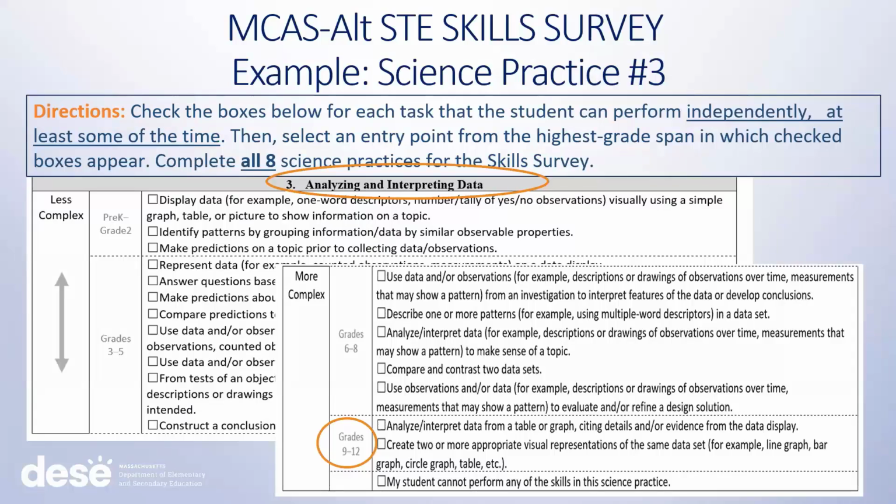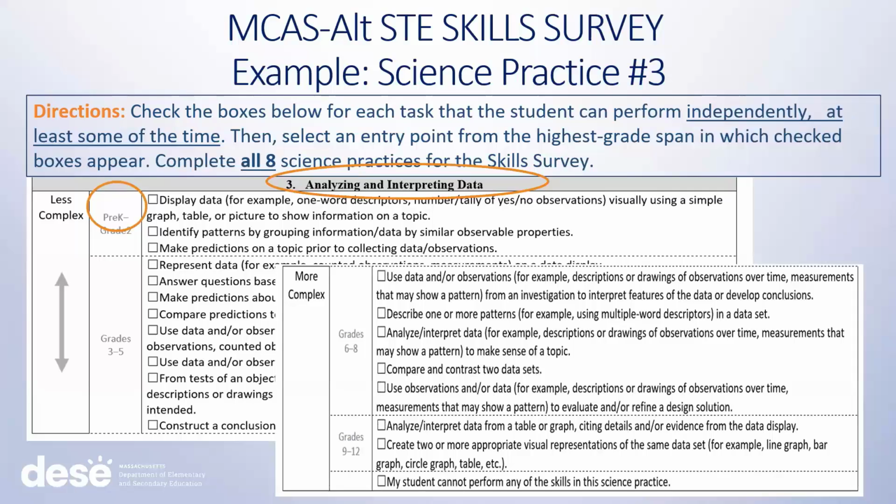So this is what just one of the skill surveys looks like. This is science practice 3. Remember, I said there's 8 of them. So in this case, if you started at 9 to 12, you can go back to 6 to 8, 3 to 5, or pre-K to 2.